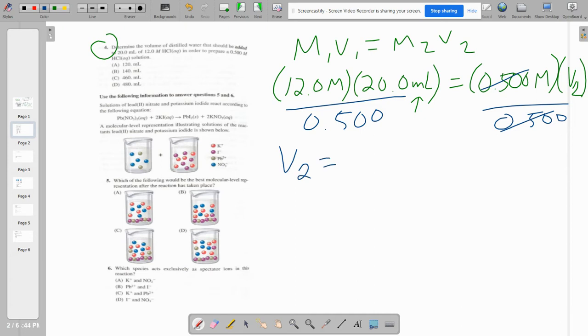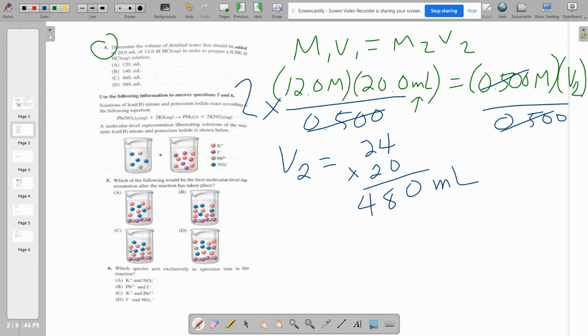Again, mental math. So how can I simplify this? Well, dividing 12 by 0.5 is basically the same as multiplying it by 2. So instead of dividing by 0.5, I'm just going to multiply by 2. Does that make sense? Because I like multiplying a lot better than dividing. Then 2 times 12 is 24, times 20. So it looks something like that: 2 times 12 and then times 20. That's a 0, and that's an 8, and that's 480. So my answer is 480 milliliters.